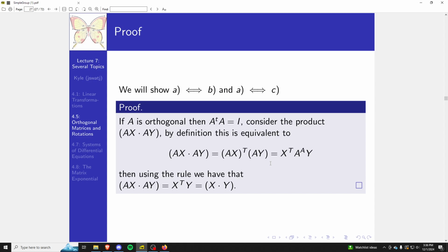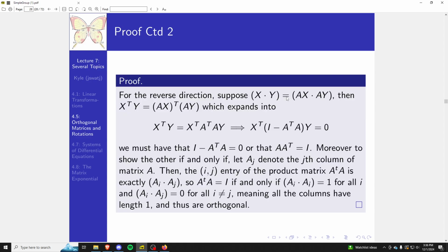And to show the other if and only if, which I think is the A if and only if C. We let A_j denote the jth column of the matrix A. And so the ij entry of the product, which is this right here, is exactly the dot product of the two columns of A, because they get multiplied together. And so this will hold if and only if the dot product with the same column of A is 1 and 0 otherwise.